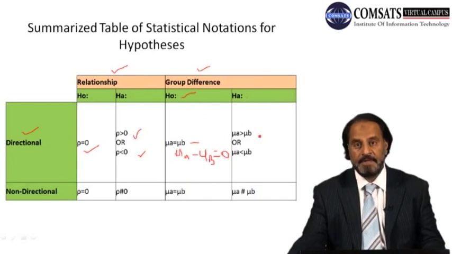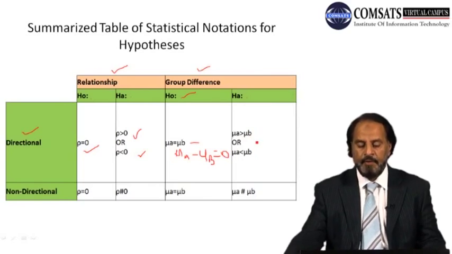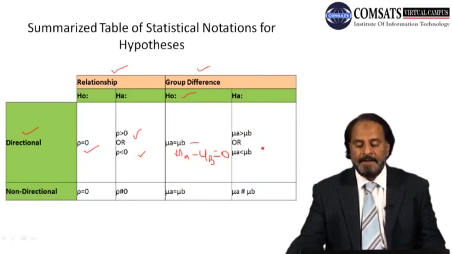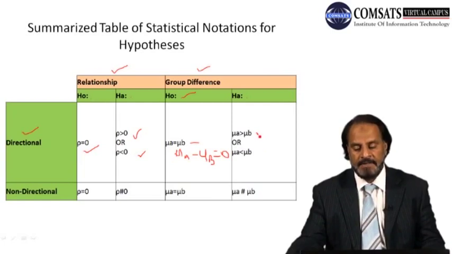For the alternate hypothesis statements, we are saying that the mean of variable A is greater than the mean of variable B, or the mean of variable A is less than the mean of variable B. In this case, again, we're saying that there is a difference. In one case the mean of A is greater than B. In the other case the mean of A is less than the mean of B.